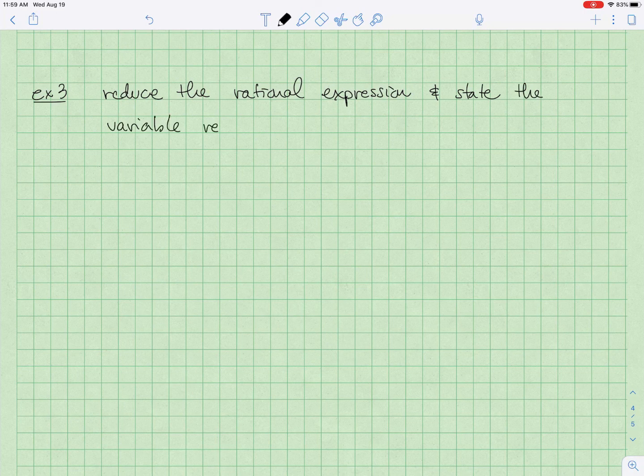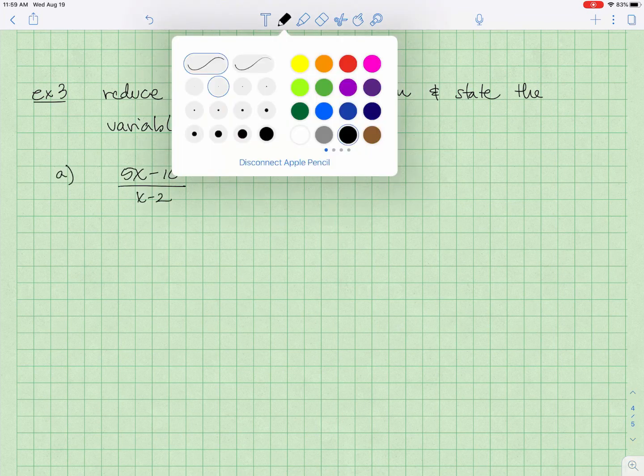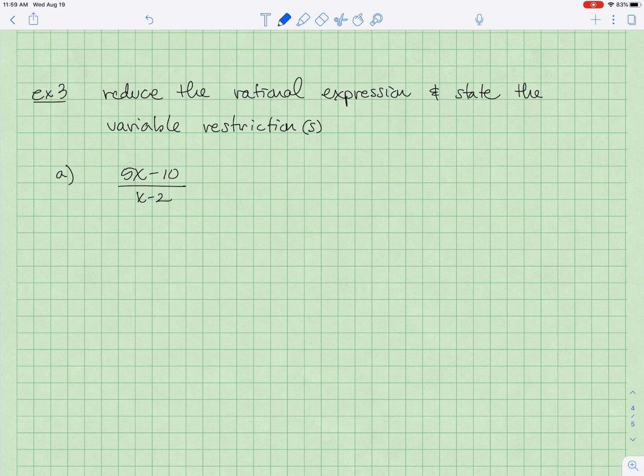Okay, let's take a look at some examples and talk about simplifying these rational expressions and their domain restrictions. So, what are we on? Example 3. Reduce the rational expression and state the variable restriction, or restrictions, as there may be more than one. Okay. A. 5x minus 10 over x minus 2.